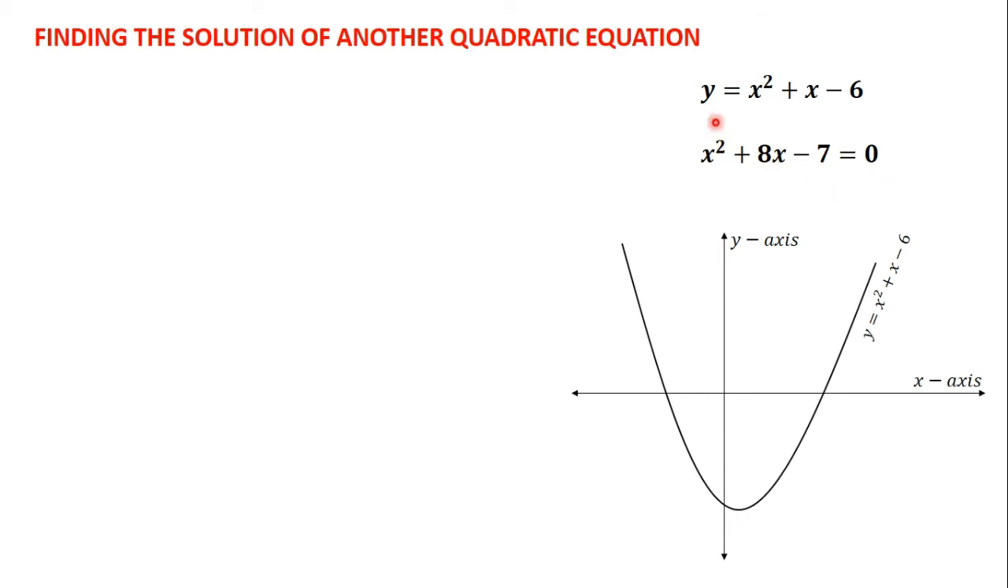Notice something here. In the previous example, the quadratic equation was x squared plus x minus 6 is equal to 0, and we got that equation by equating the function to 0. And so, the quadratic expression in the equation was the same as the quadratic expression in the function. Now, in this example, the function we have drawn on the graph sheet is x squared plus x minus 6, and the quadratic expression in the equation is x squared plus 8x minus 7. They are different. So you can see that we did not get this quadratic equation by equating the function to 0. This is a different quadratic equation. How do we use the graph to find the solution of such a quadratic equation? Let's learn how to do it.